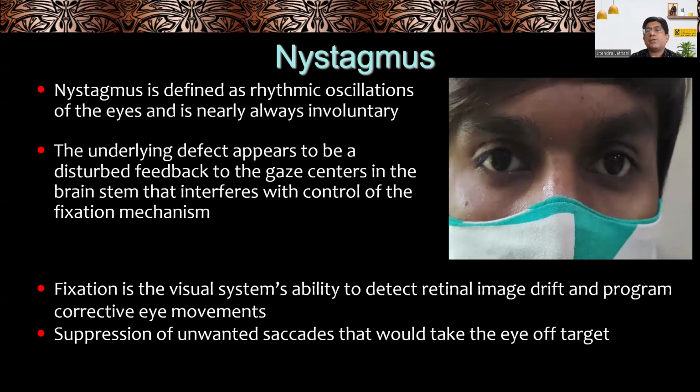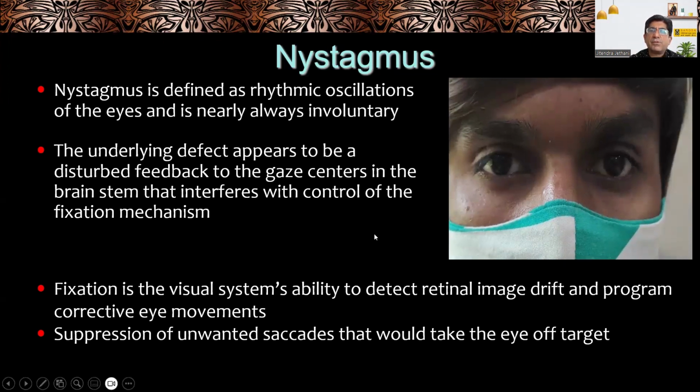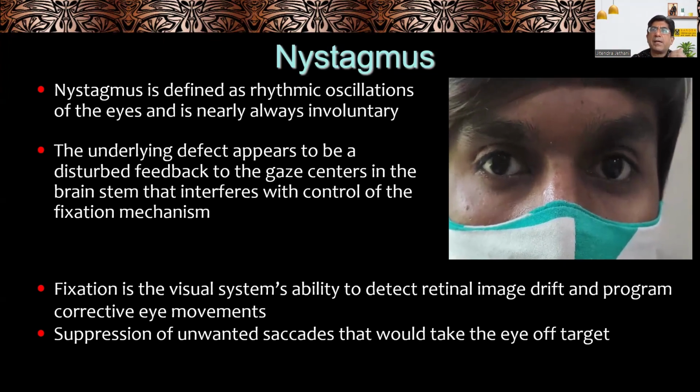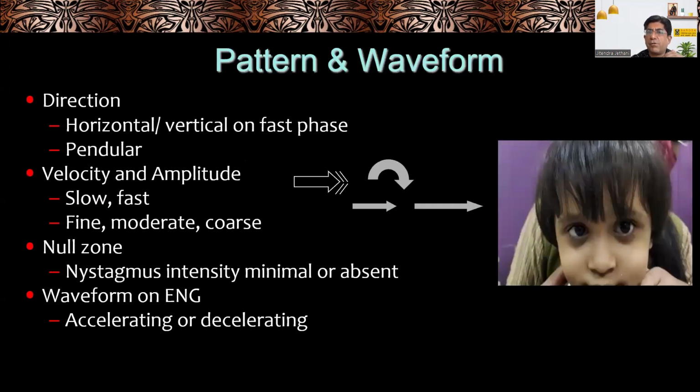We all know that the basic difference between a saccade and a pursuit movement is that once a saccade is initiated, it will end, and only then can you bring the eye back. So to prevent any unwanted saccade, there should be feedback to the brainstem, and that will stop this unwanted saccade. So the common question, why does nystagmus occur? The answer is that there is a problem in the feedback of the gaze centers at the level of the brain.